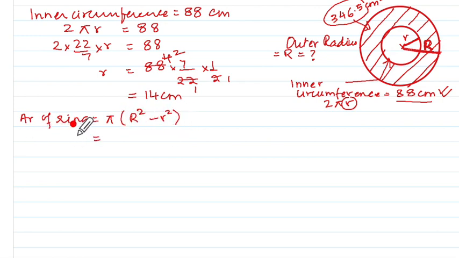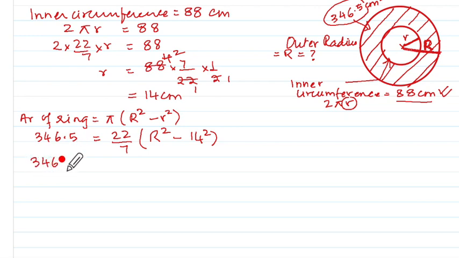Let us use the value of area of the ring. It is 346.5, not 348.5. Okay. So this is your 346.5 is equal to 22 upon 7 into big R, which we have to find, minus 14 square. So let us bring this here this side. So 3465 upon 10 multiplied by 7 upon 22, and that is R square minus 196, correct?